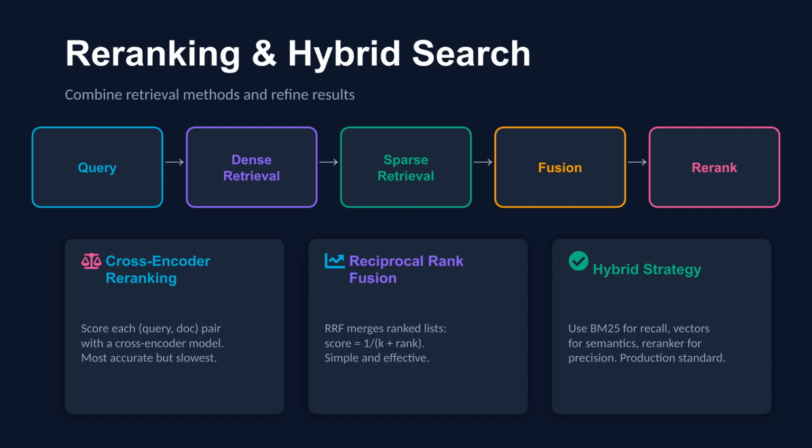Reciprocal rank fusion is another approach. It merges ranked lists from different retrieval methods. The formula is simple. Score equals 1 divided by k plus rank. The production standard is hybrid retrieval plus cross-encoder re-ranking.